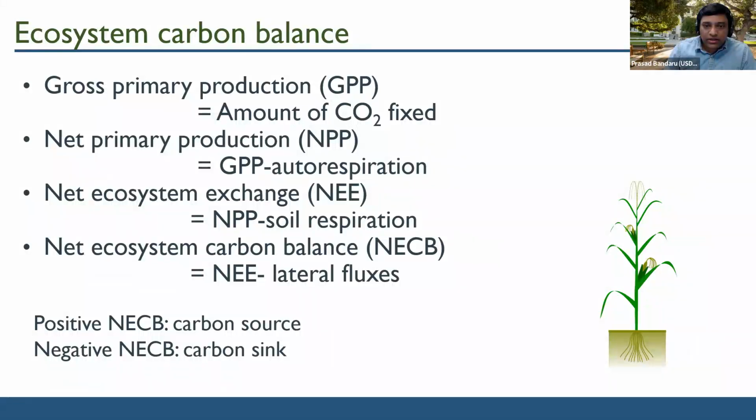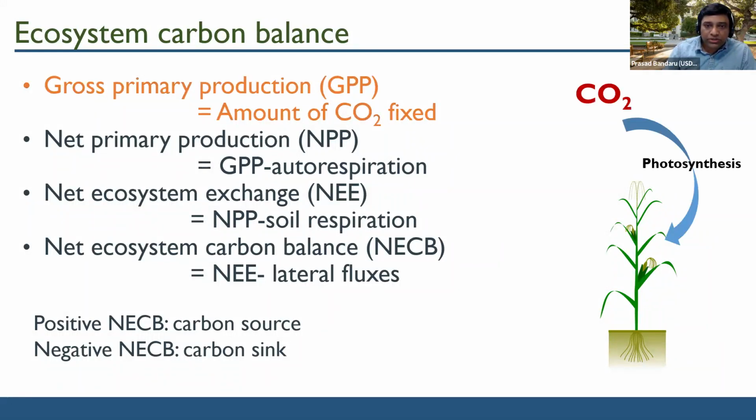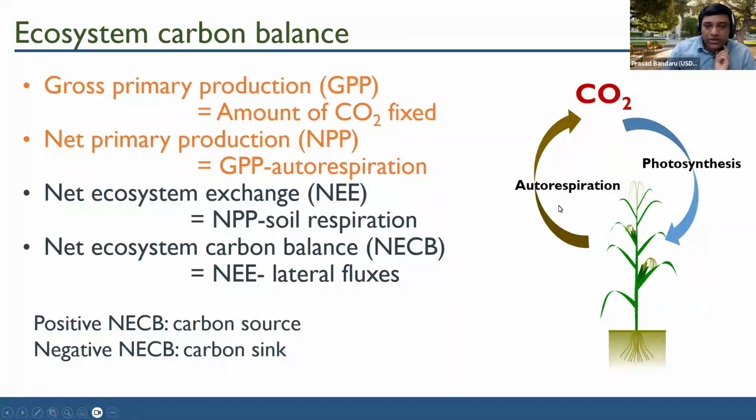As we know, plants fix the atmospheric CO2 concentration in the form of carbohydrates using the photosynthesis process. This carbon is referred to as gross primary production. Part of this carbon is released back into the atmosphere through nighttime autorespiration during the metabolic processes. The remaining carbon is stored in the plant parts, both above and below ground. This carbon is called net primary production.